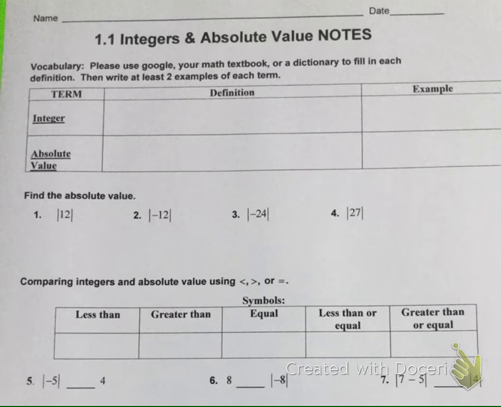So for this first part, you get the definitions. You could use Google, you could use your math textbook, you could use a dictionary, whatever works for you. And then just fill in a couple of the examples. Okay, so you did the definitions at this point, and the first thing we're going to talk about is finding the absolute value. So you may have gotten the definition: absolute value is the distance a number is from zero. Let's take a look at our first few examples.